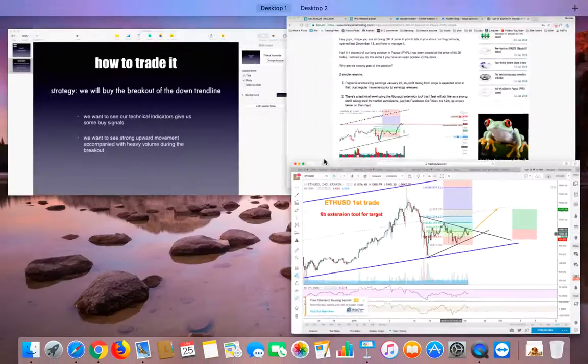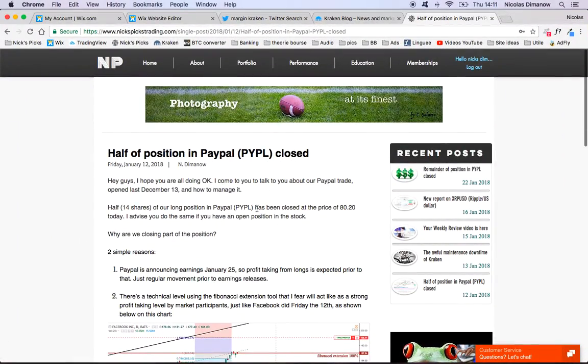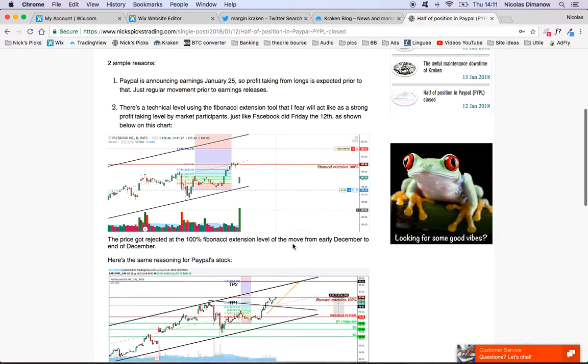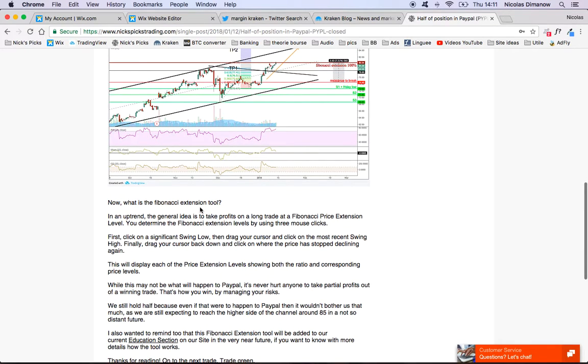So what is a Fibonacci extension tool? I don't know if you read my post on PayPal and why we closed it on January 12th, but the Fibonacci extension tool is what? In an uptrend, which we are in with Ethereum, the general idea is to take profits at a Fibonacci price extension level. You determine the Fibonacci extension levels by using 3 mouse clicks.